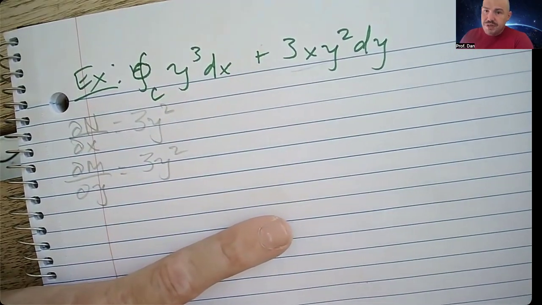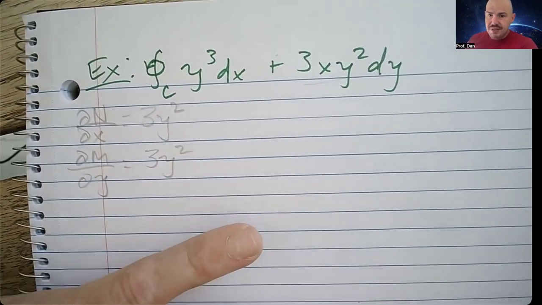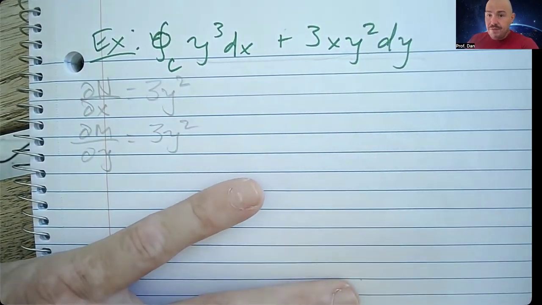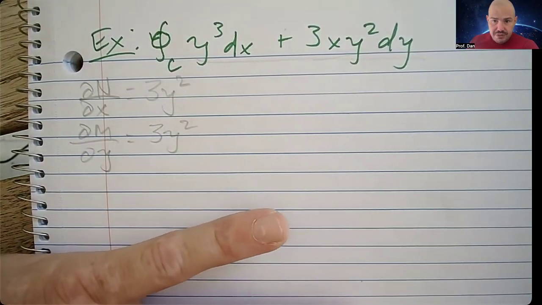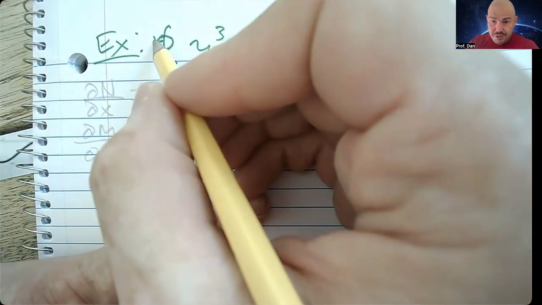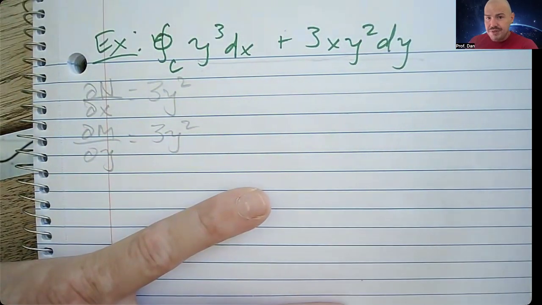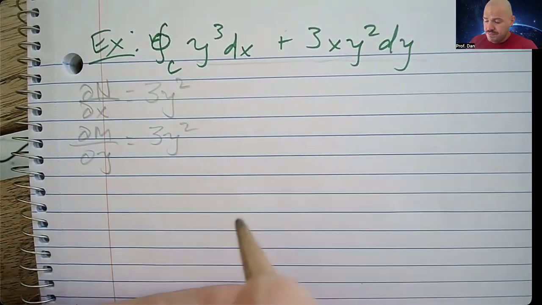So because these partial derivatives are the same, that's equivalent to saying that this represents the gradient of something. Therefore, since this is a closed path, we can use the fundamental theorem of line integrals. That implies that this integral is equal to 0.